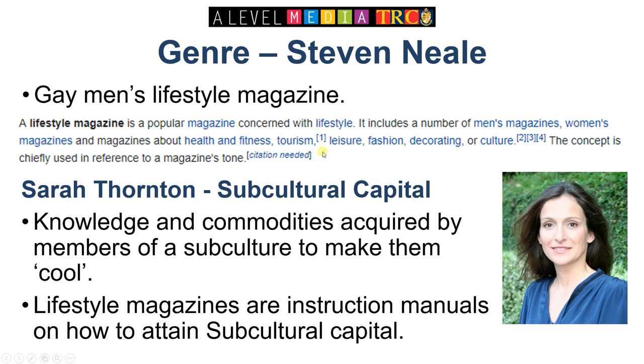So we can look at the generic tropes and characteristics of what you'd expect from a lifestyle website that links with a magazine. Now the purpose of a lifestyle magazine is to help you to form your personal identity. It is essentially an instruction manual, like it says down here. The instruction manual on how to obtain subcultural capital. Now what's subcultural capital? This is a theory by Sarah Thornton here.